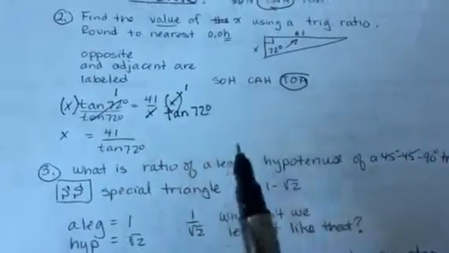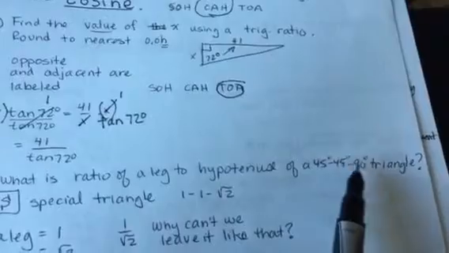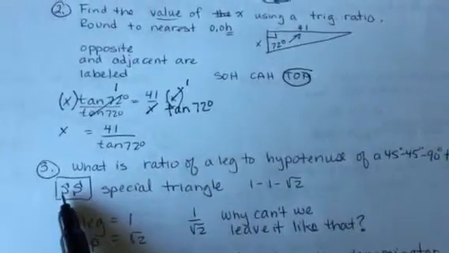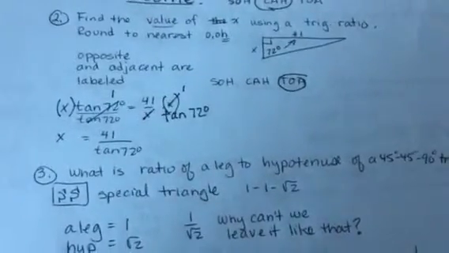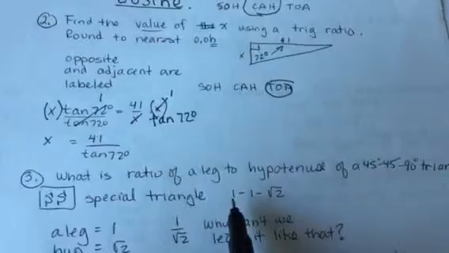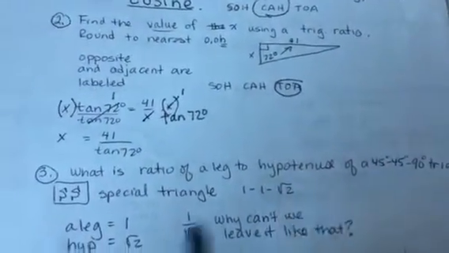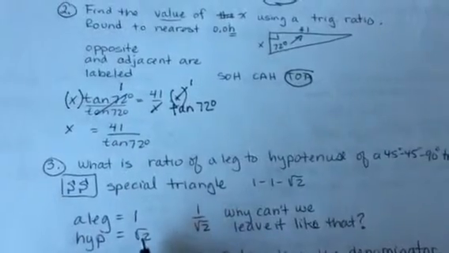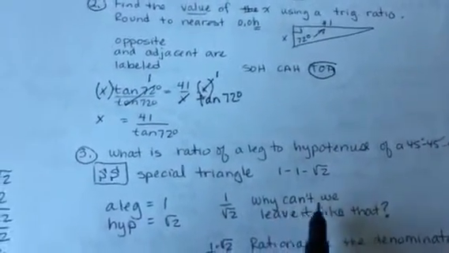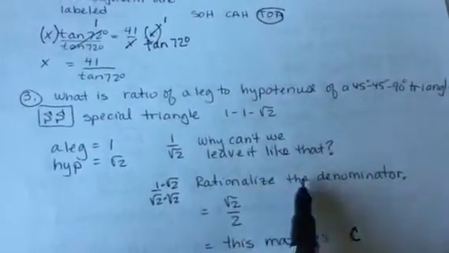Number 3, what is the ratio of a leg to a hypotenuse of a 45-45-90 degree triangle? Go to your smart sheet and find the special triangle of 45, and you'll find that the ratio of 45-45-90 is 1 to square root 2. So a leg to a hypotenuse is 1 over square root 2. Well, why can't we leave it like that? Because we need to rationalize the denominator.